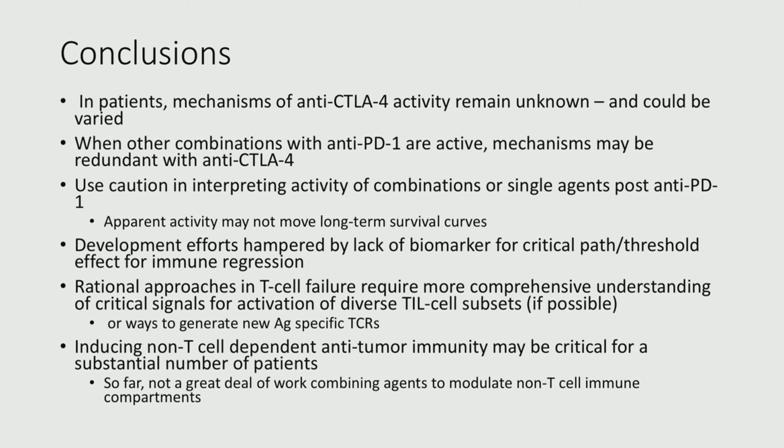So in summary, I think that clinical development is really quite complicated because we just don't have good biomarkers for what that second agent should be together with anti-PD-1. And what makes it even more complicated is that the agents that we give have multiple mechanisms of action. So trying to identify the mechanism that you need to address in vivo is complicated. And it's even more complicated when you realize that not all the T cells in the tumor microenvironment are doing the same thing or would be functional. I think that rational approaches in T cell failure require a more comprehensive understanding of what the critical signals are for activation of those diverse T cell subsets, or we need to make new TCRs.